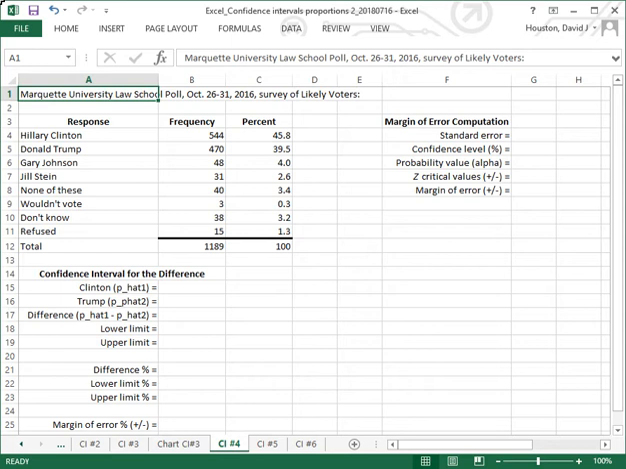Now, one of the things we want to ask is, what is the difference between the two? And is there a statistically significant difference? Does one candidate have a statistical lead? Or instead, would we assume, based upon these data, that there is no clear lead between these two candidates?